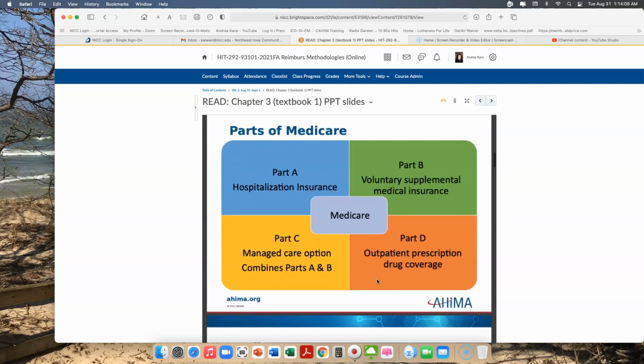Parts of Medicare, there are 4, Part A, Part B, Part C, Part D, and you do need to know these. Part A is always going to be hospitalization. Part B is voluntary supplemental, or just think of it as outpatient. So Part A is inpatient, Part B is outpatient. Part C is if you choose Medicare Advantage. It's a managed care option that combines Parts A and B. Part D is outpatient prescription drug coverage.